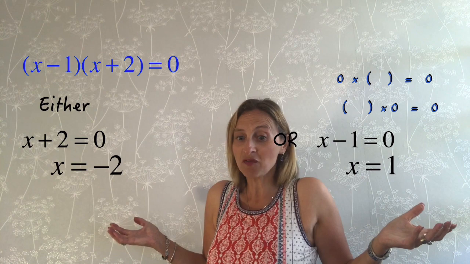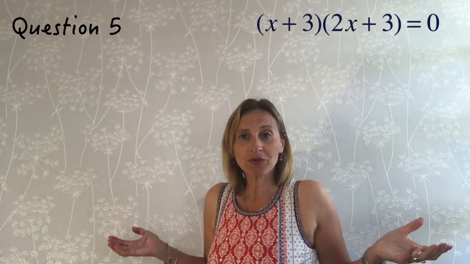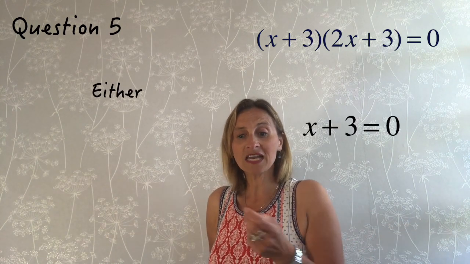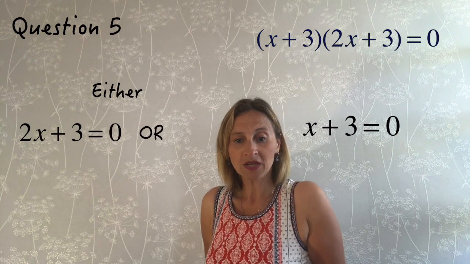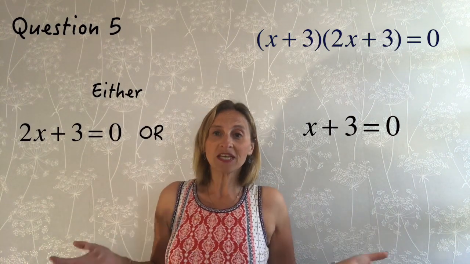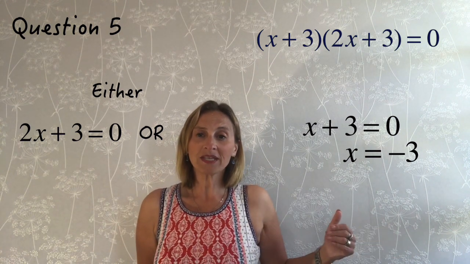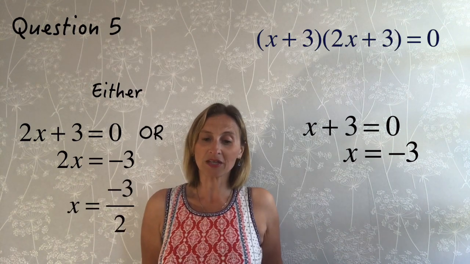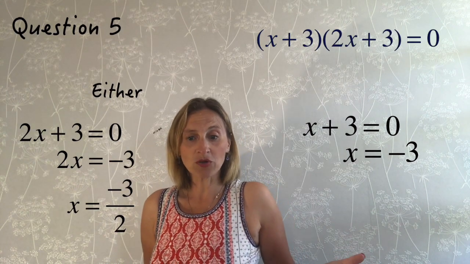They're pretty simple so far, aren't they? Question 5. (x plus 3)(2x plus 3) equals 0. We either have x plus 3 equals 0, or 2x plus 3 equals 0. Now we solve. x equals minus 3, take 3 to the other side, or we have 2x equals minus 3, and then divide both sides by 2, x equals minus 3 over 2. Again, pretty good.